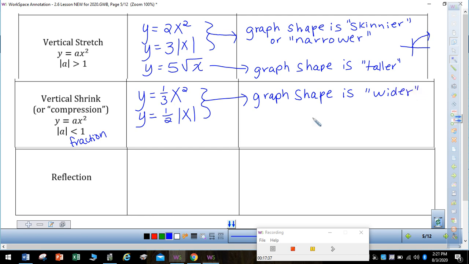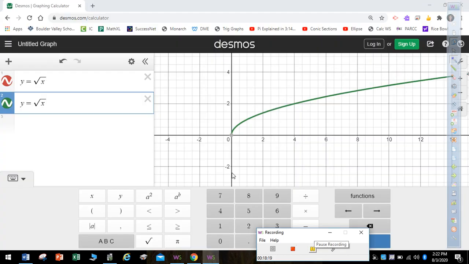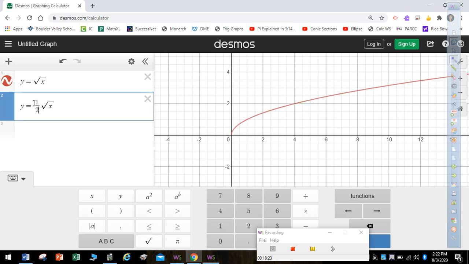Now I'm going to go back to Desmos again to show you what it looks like if it's the square root. Okay, so there's that original square root graph again. So if we were to put something in front like a 1/2, it's vertically compressed. It's being squished down. It just looks like it's shorter or not as tall. If I change that fraction, it just gets even shorter, even more compressed, even more squished down.